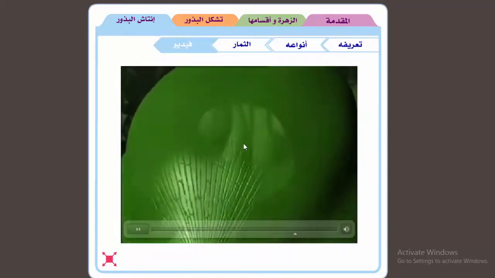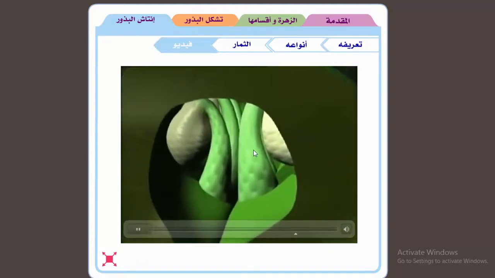Inside the ovary, the ovules are now about to undergo many changes.